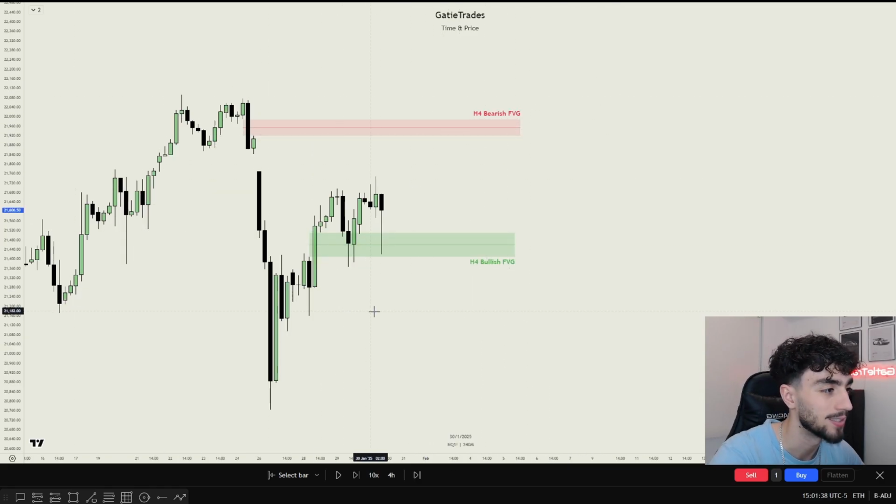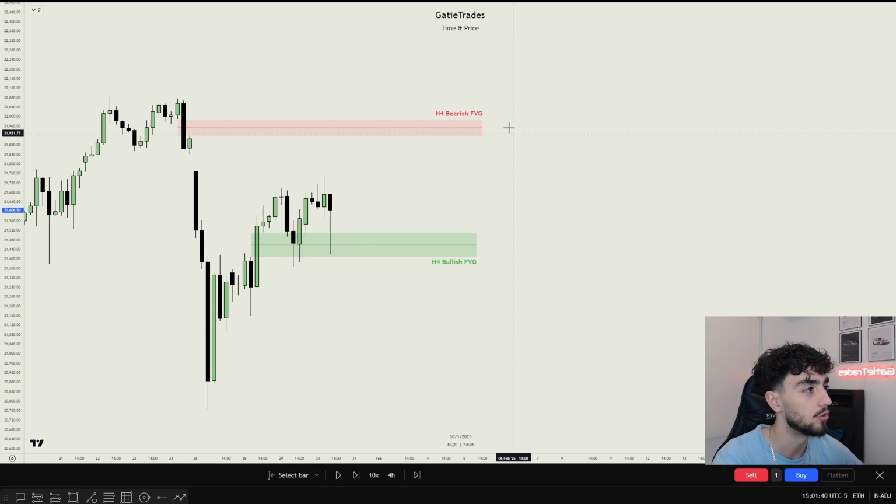Okay, over here we have our next example. What I want to take your attention to is this 4-hour bearish fair value gap, which is resting in premium of this price range right here. So what do we have here?